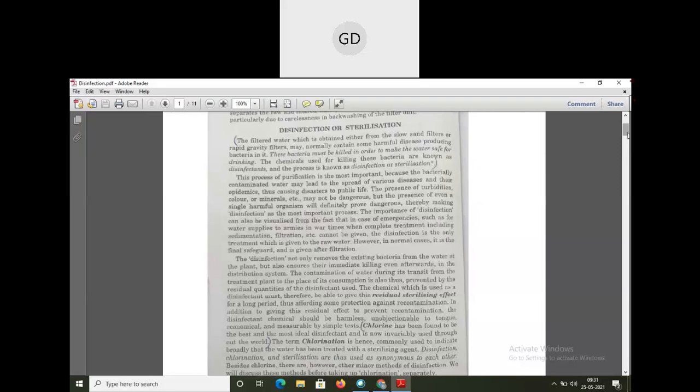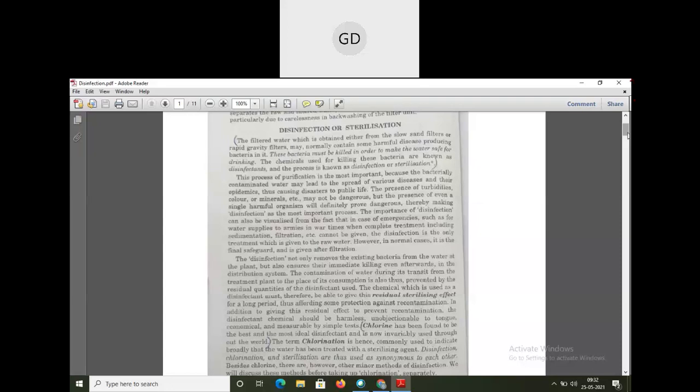So if this one contains turbidity, color or smell, and the other contains some harmful organism, the bowl containing only one single harmful organism will prove to be very dangerous. The presence of turbidity, colors or minerals is not that harmful, but the presence of one single harmful organism is very dangerous to your health.